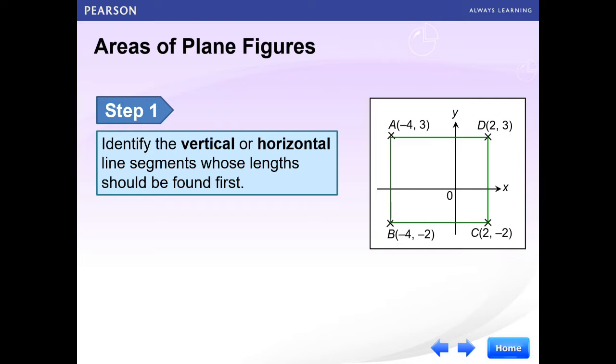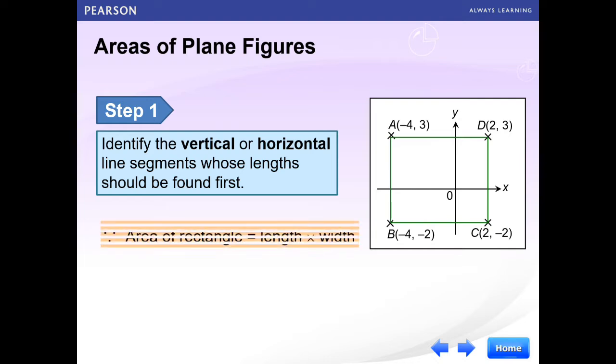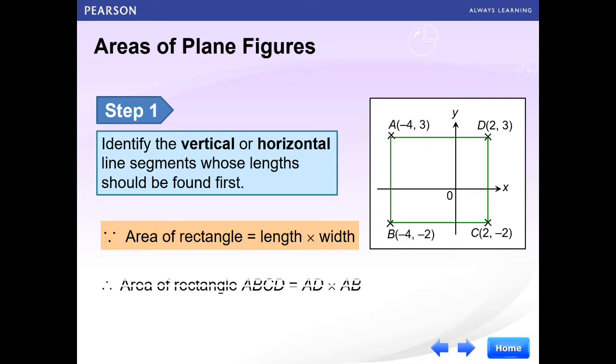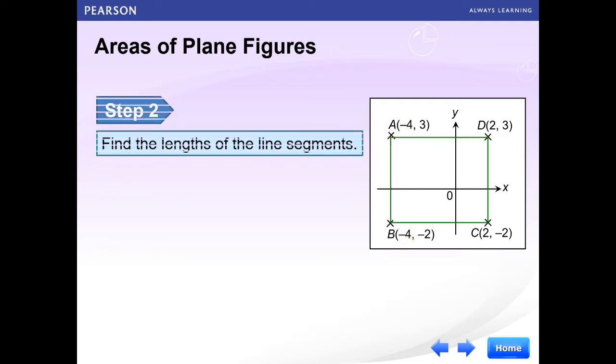Of course, you need to know the length and width because in your mind, you will have the area of a rectangle equals length times width. So you need to find the length and the width of the rectangle. In other words, you need to find AD and AB, where AD is horizontal and AB is vertical. So let's find the two lengths.